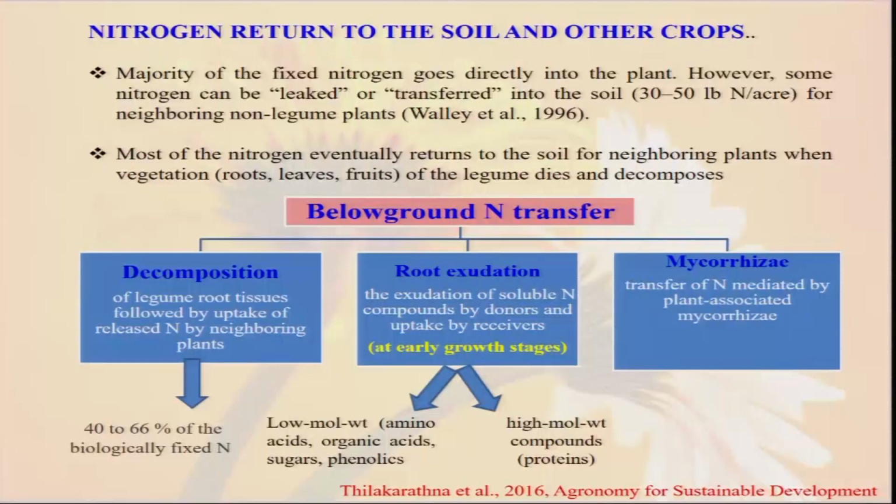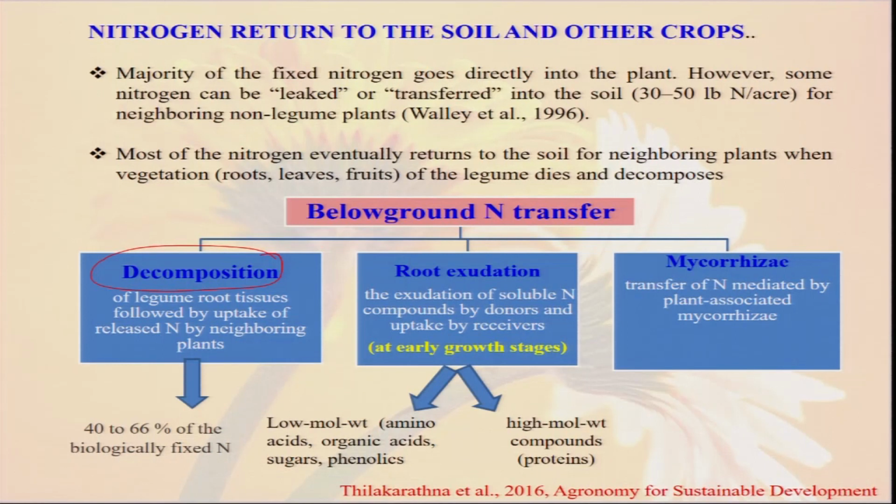So, nitrogen is always returned. Whenever nitrogen is fixed in the soil, the question is what is the fate of that nitrogen? It is not necessarily so that if you plant and 100 kilos of nitrogen is fixed in the soil, that 100 kilos will be easily available to the next crop growing in the sequence. So, one process is decomposition.